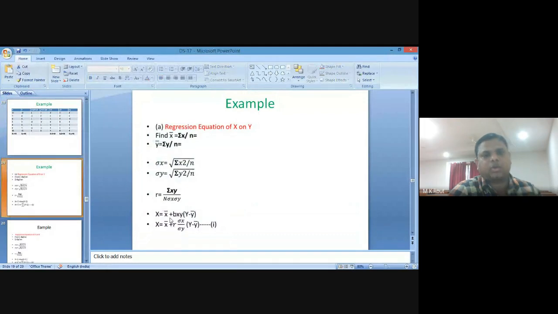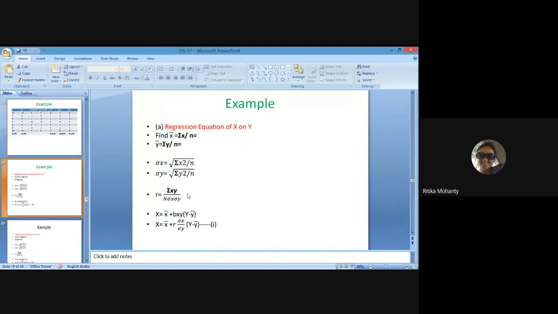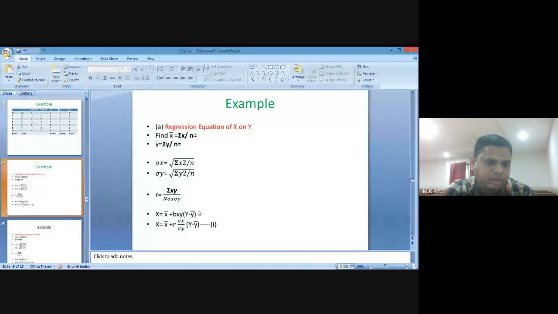Then after this, we go for calculation of the regression equation, that is the regression equation of x on y. Here we have the formula: x equals x bar plus bxy into (y minus y bar). Then proceed to calculate the correlation. What is the value of correlation? Summation of xy, 0.75. Okay. For simplification, what is the value of x bar?